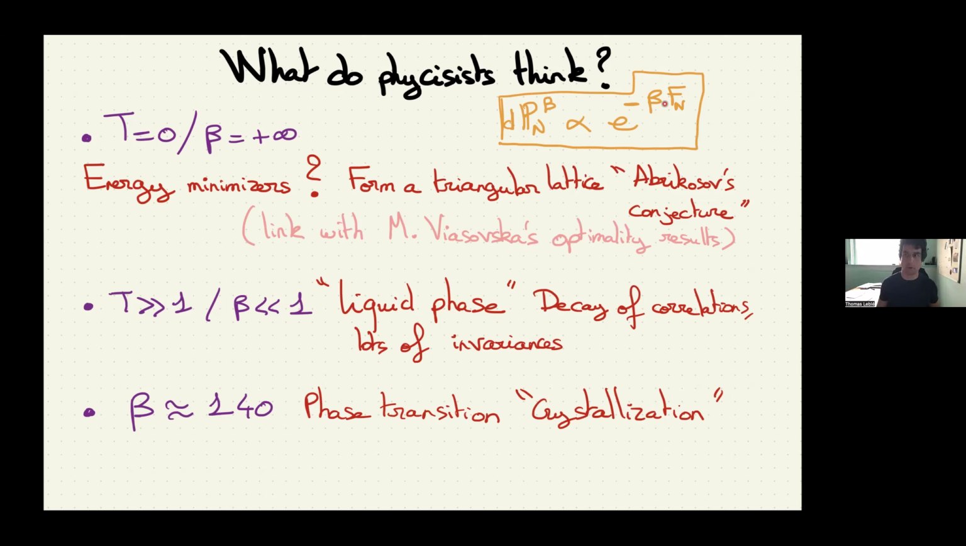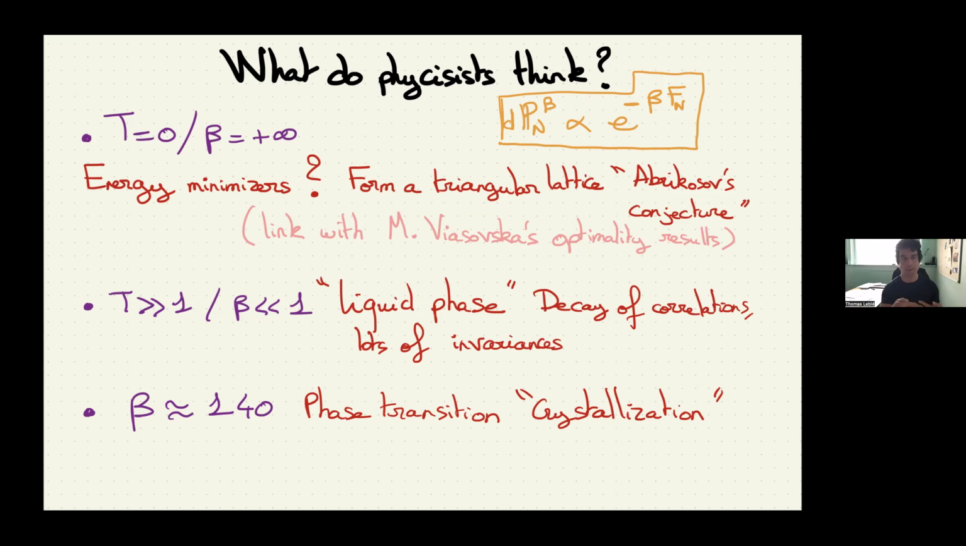So first question, what about when the temperature is 0, so beta is plus infinity? When beta is plus infinity, you're focusing on the minimizers of Fn. That's not difficult. The fact that you're focusing on energy minimizers is not difficult to understand. Understanding the energy minimizers is extremely difficult. So what is conjectured to happen is that the minimizers form a triangular lattice or hexagonal lattice. We are extremely far from knowing that.